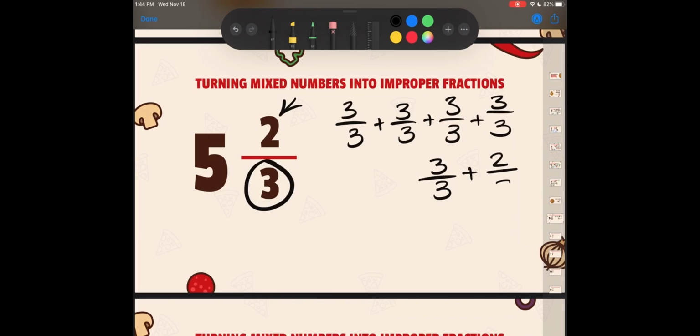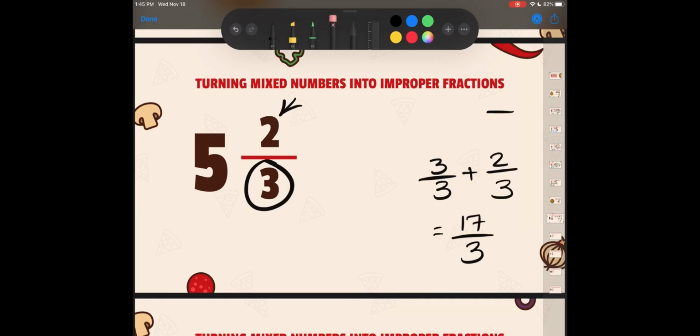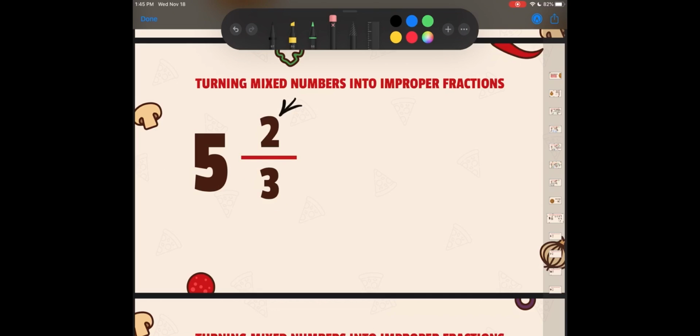That's our 5 wholes. But then we've also got this 2/3 left over. So that would be plus 2/3. If I were to add all that together, that gives me 3, 6, 9, 12, 15, 16, 17. That gets me 17 thirds. But that's a lot of adding. There's an easier way to do it.